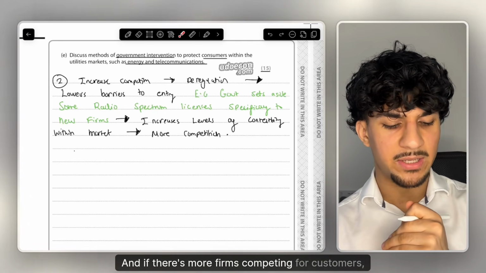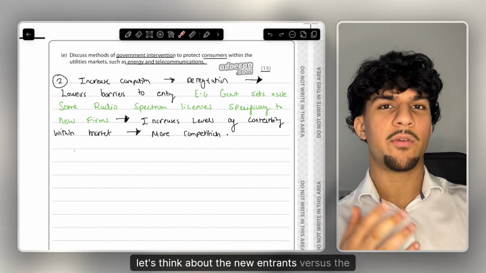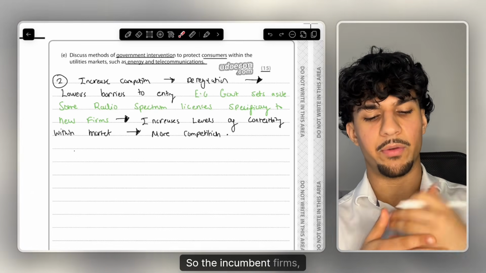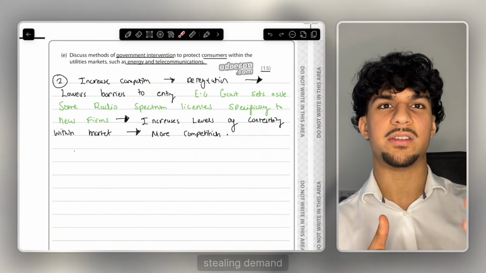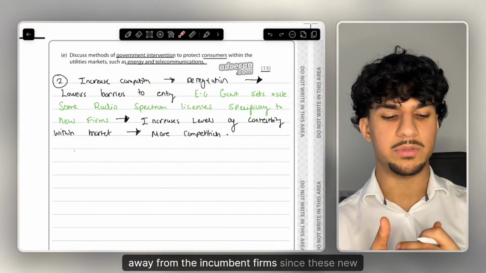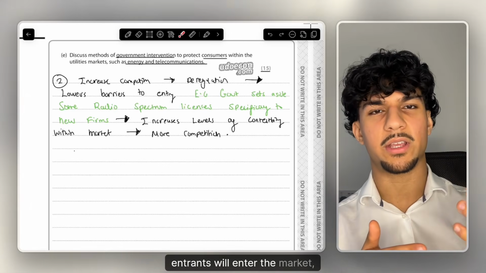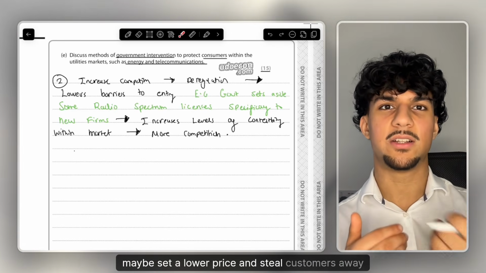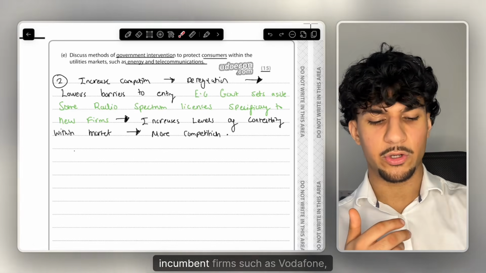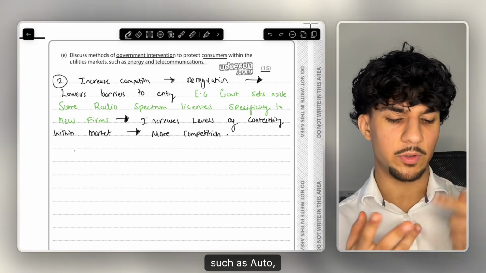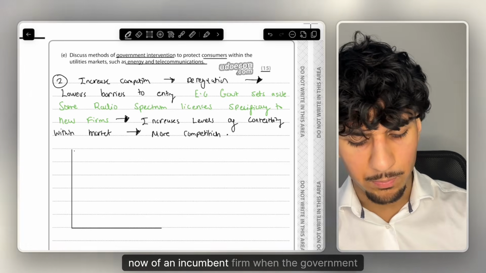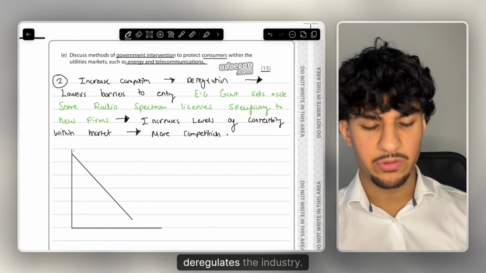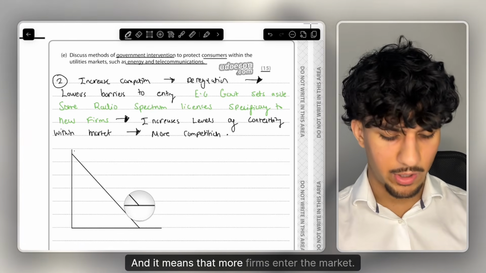And if there's more firms competing for customers, let's think about the new entrants versus the existing firms, so the incumbent firms. This means the new firms will be essentially stealing demand away from the incumbent firms, since these new entrants will enter the market, maybe set a lower price and steal customers away from these incumbent firms such as Vodafone, such as O2, such as EE. So let's try to look at the cost revenue diagram now of an incumbent firm when the government deregulates the industry, and it means that more firms enter the market.